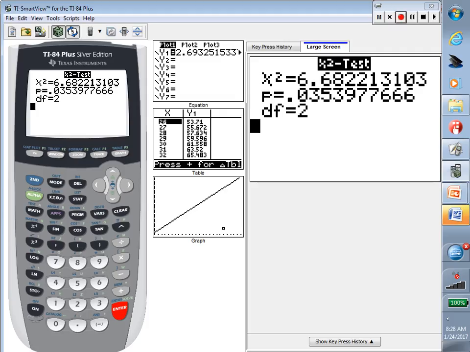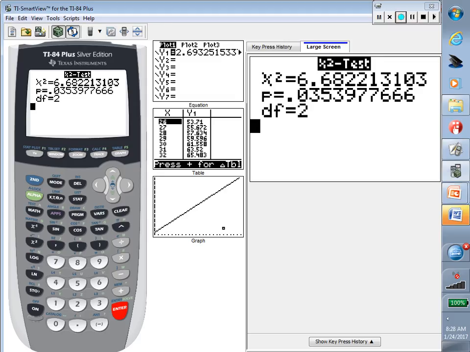6.682, I think we had 6.683 when we used the formula. There's your p-value. It also tells you degrees of freedom. So it will do everything for you. Now I know in the past I've shown you guys some programs on here that make things a lot quicker and simpler than using the formula, but some of you still choose to use that formula. That's okay. You'll get the same result as we just saw. The calculator, however, will speed things up tremendously for you with this.